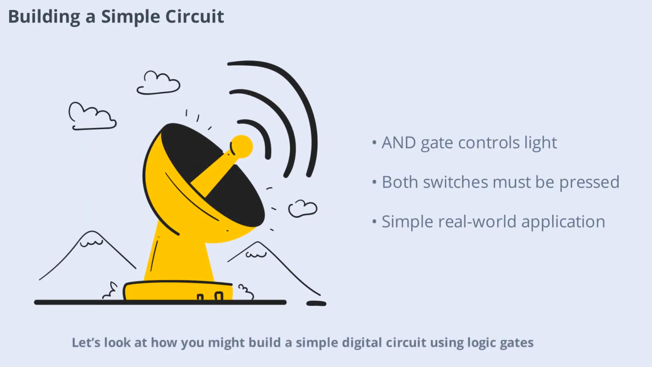Let's look at how you might build a simple digital circuit using logic gates. Imagine you want a light to turn on only when two switches are pressed. By connecting both switches to an AND gate, you ensure the light only activates when both conditions are met. This basic example demonstrates how logic gates can be used to control real-world devices with straightforward logic.